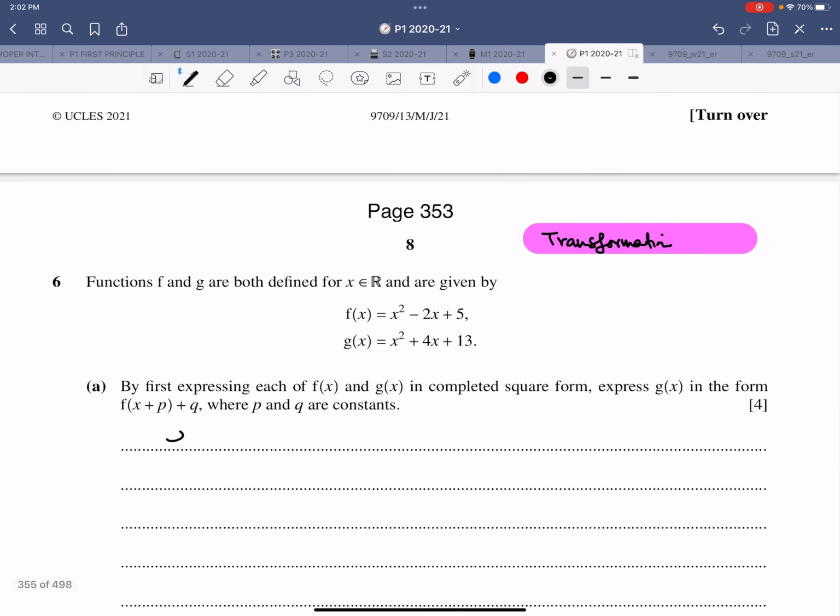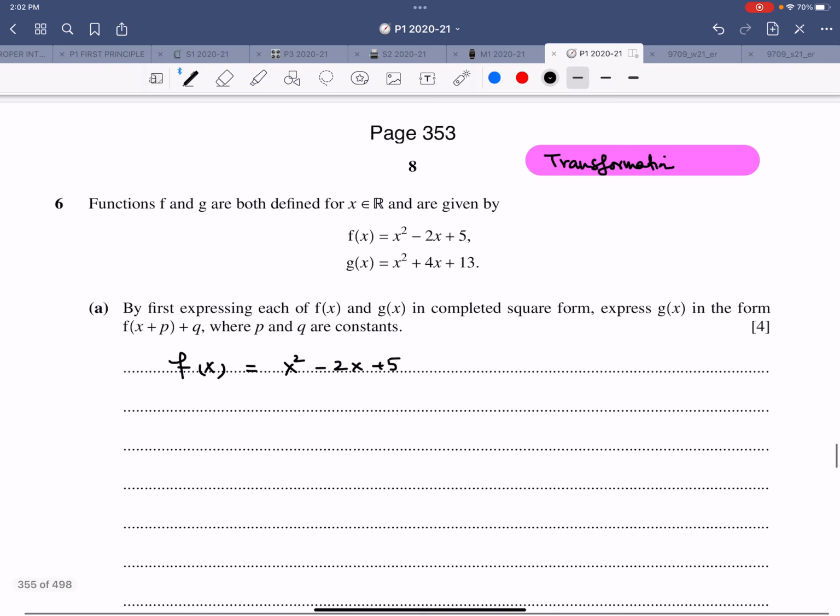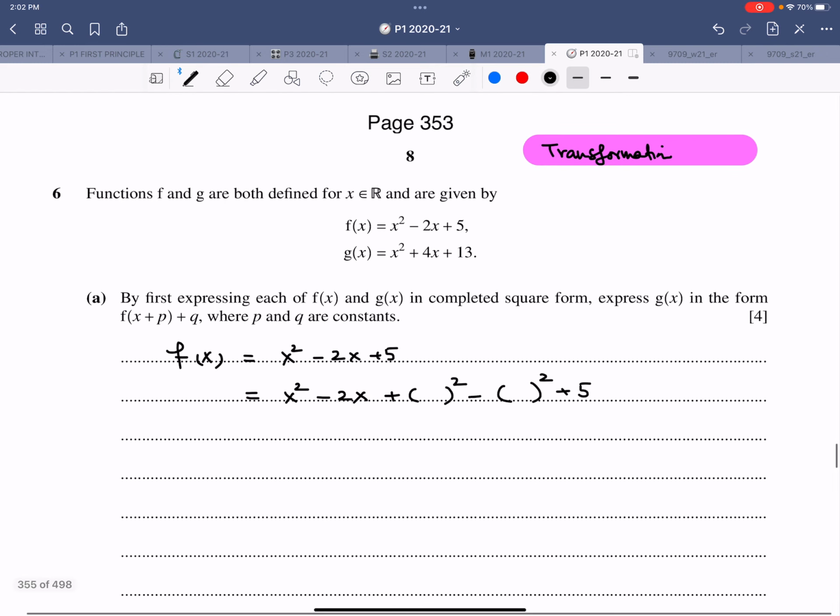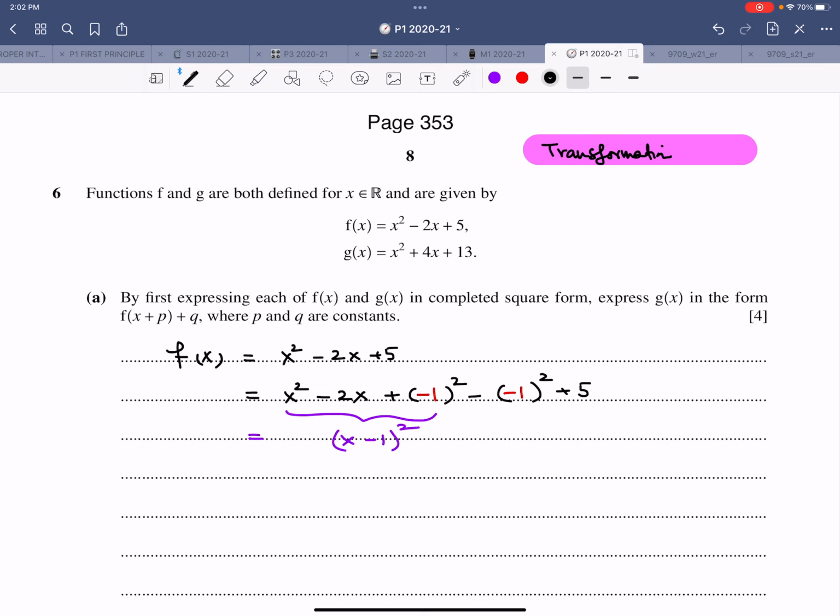Fx equals x squared minus 2x plus 5. Coefficient of x squared is 1, that is perfect. x squared minus 2x plus bracket squared minus bracket squared plus 5. What goes inside the bracket? Half the coefficient of x, negative 1. Rewrite this as a perfect square. So this is x minus 1 whole squared, and then minus 1 plus 5 is plus 4. That is a(x minus h) whole squared plus k. We are not interested in a as such. I'm interested in the turning point, which is (1, 4).